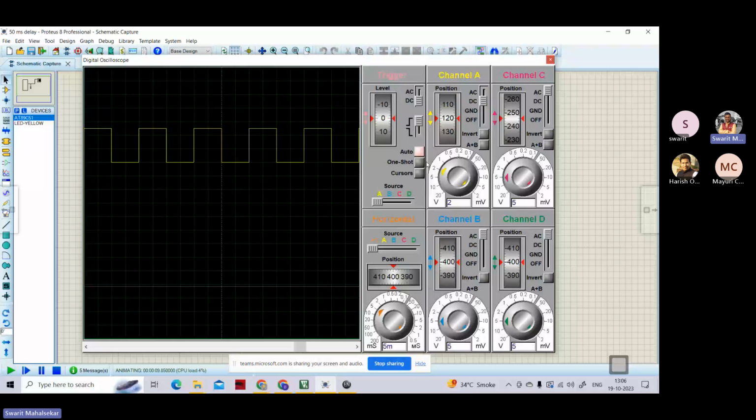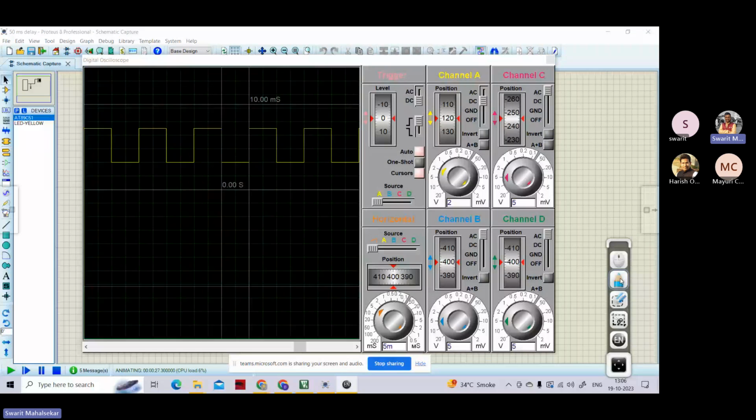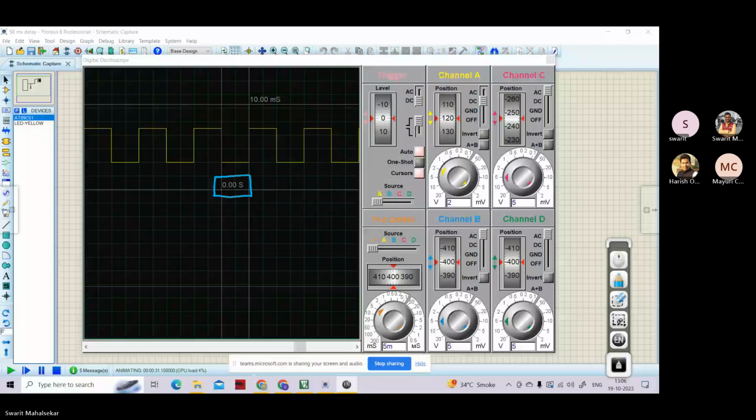So now you just have a look over here. You just need to click on cursor, and let me click somewhere over here: 0 seconds. Now let me click somewhere over here. To calculate the time delay, we need to check these two times. Let me take the pen. This is 0 seconds, and this is 10 millisecond, and if you calculate the difference, it is 10 milliseconds only.